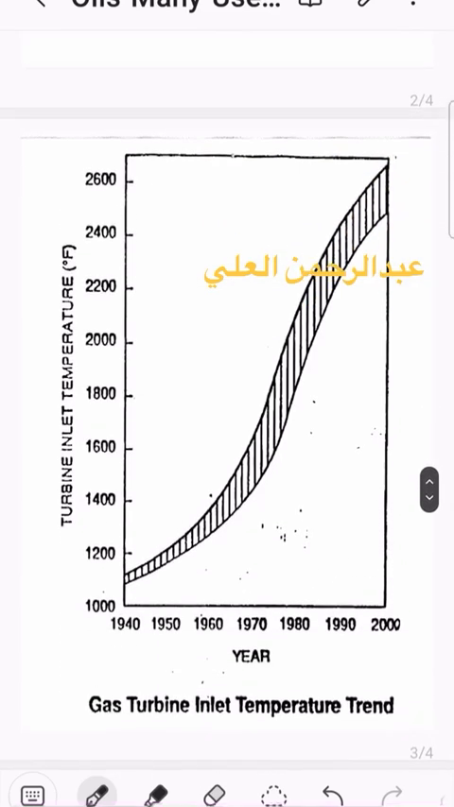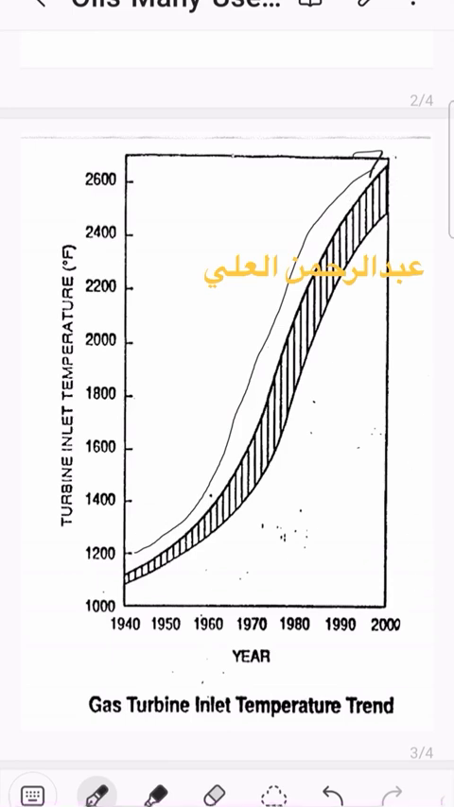Now, let's see. This is a nice diagram, but unfortunately it is in Fahrenheit. If it were in degrees C, it would be much better. The graph shows the gas turbine inlet temperature trend. From 1940 up to 2000, we have a dramatic increase, from here up to here. So the inlet temperature trend is increasing. It means it's getting better and better.